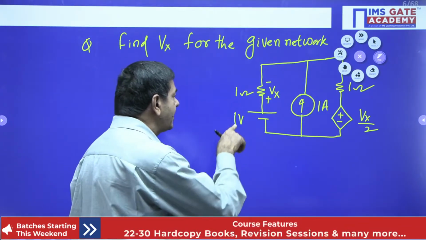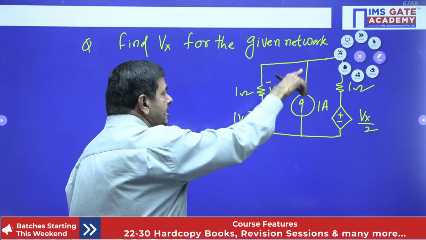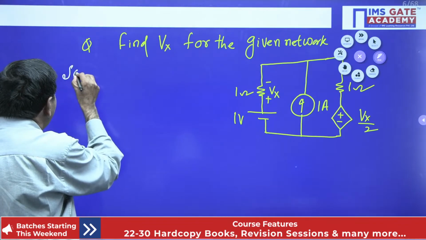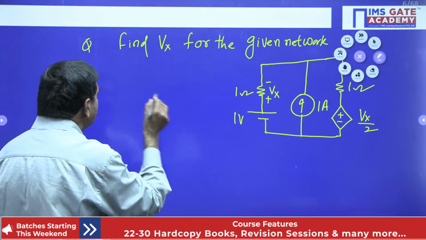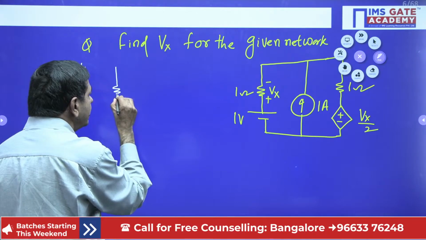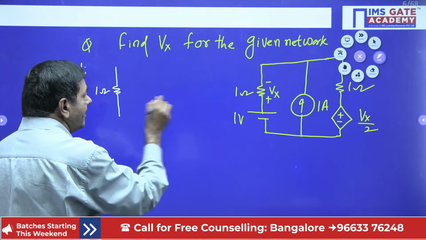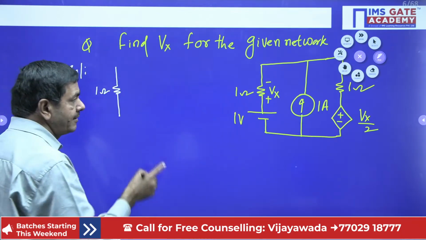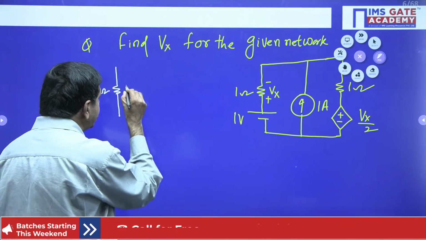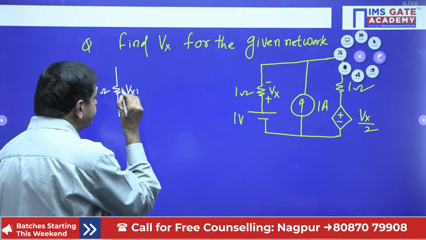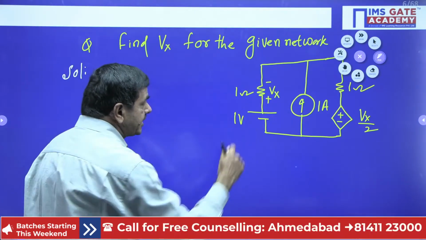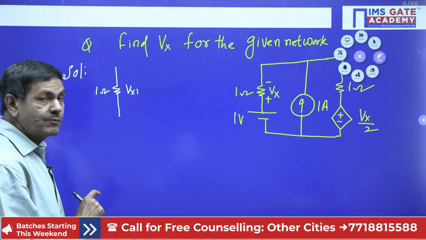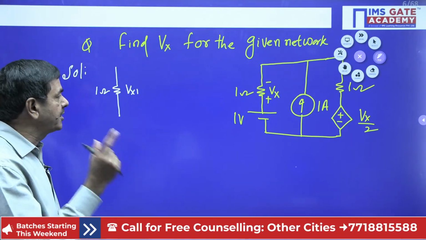I selected initially this 1 volt source. This current source I want to open circuit. Whenever you are taking any individual source, initially you must take the result as Vx1. Then by using the second source you will calculate Vx2. The total Vx is Vx1 plus Vx2 as per the superposition theorem.